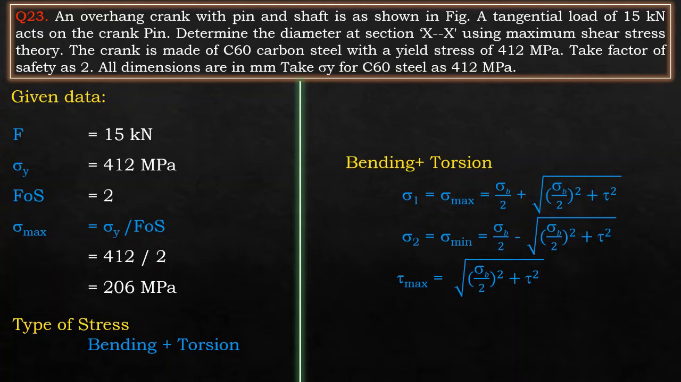We will be approaching this problem by solving, first, the bending equation by using the formula sigma b is equal to Mb by Z. Later, we will be trying to determine the torsional shear stress by using tau is equal to Mt by Z naught. Later, by using the combined stresses, we will be trying to find the diameters.